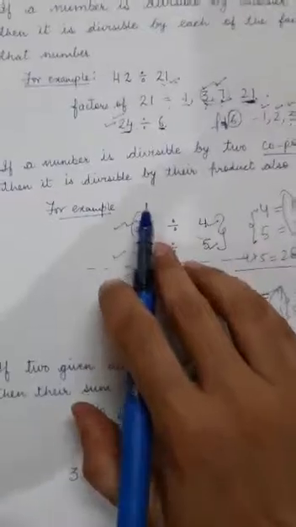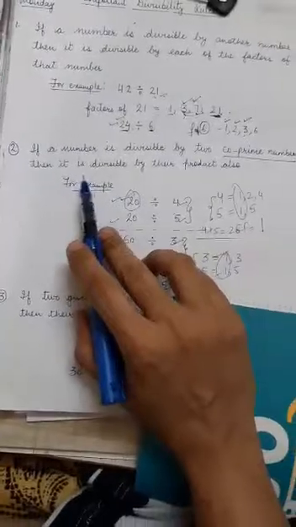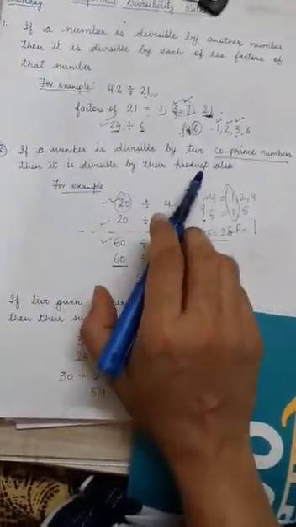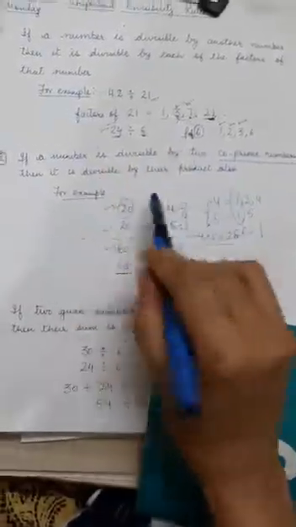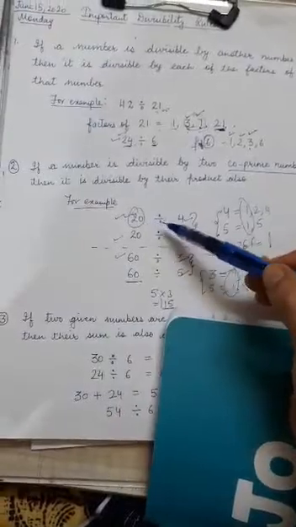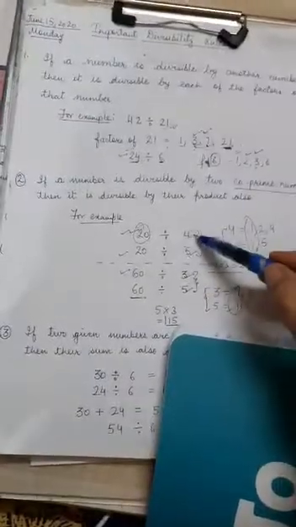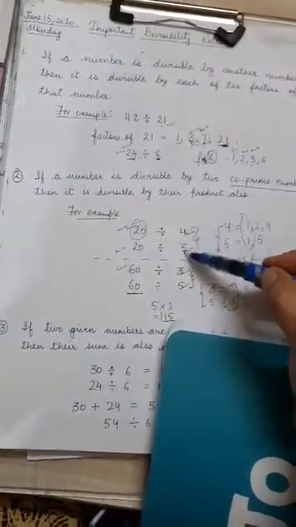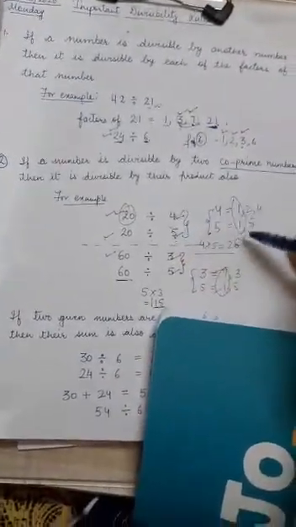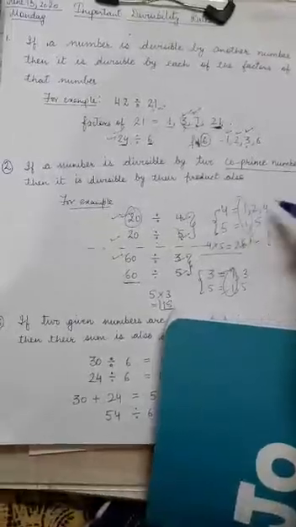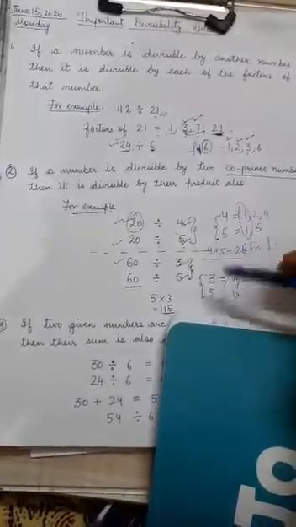Okay, next rule. The rule says, if a number is divisible by two co-prime numbers, then it is divisible by their product also. That means, let us take an example, 20 is divisible by 4 and 20 is divisible by 5. Now here you have to check whether this is a pair of co-primes or not. And how will you check it? You will check it by finding out factors. If the common factor is only 1, that means this is a pair of co-primes, otherwise not.